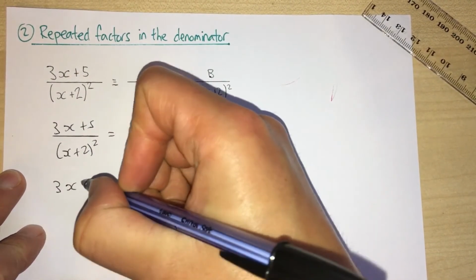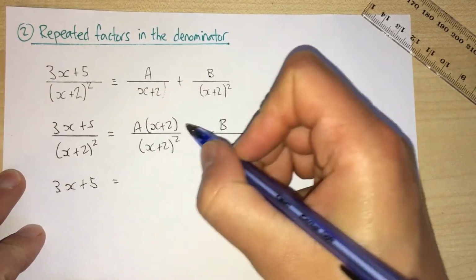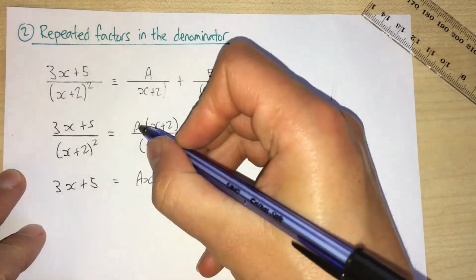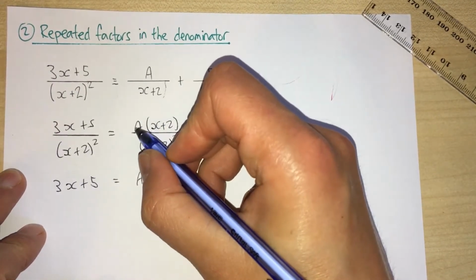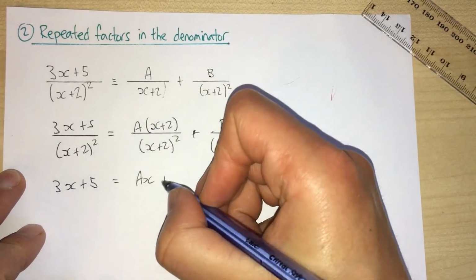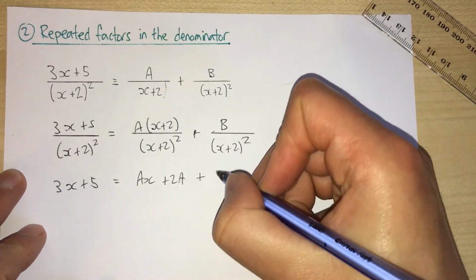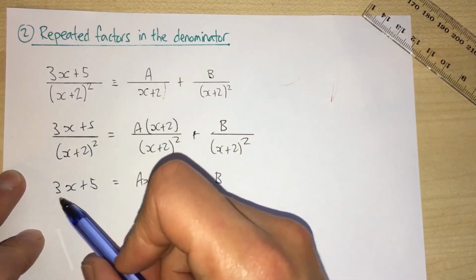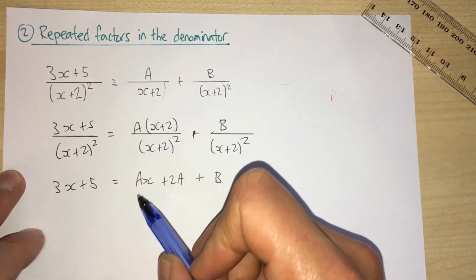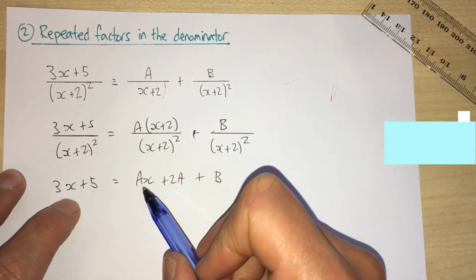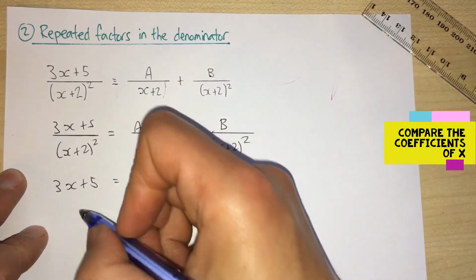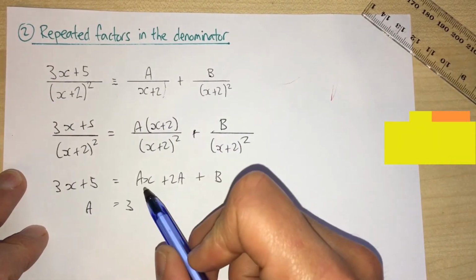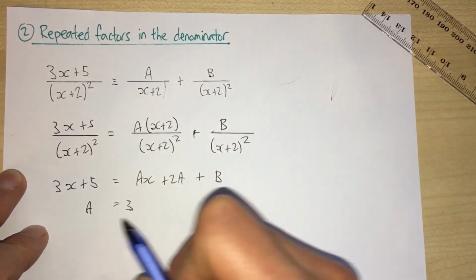On the left hand side we have 3x plus 5, and on the right hand side we'd have ax from the product of a and x, expanding the brackets, and 2a plus b. Now this one's quite nice. We can see straight away that a must be 3 because that's the only x term on the right hand side. So a equals 3. There's 3x there and ax there, no other x term, so a is 3.